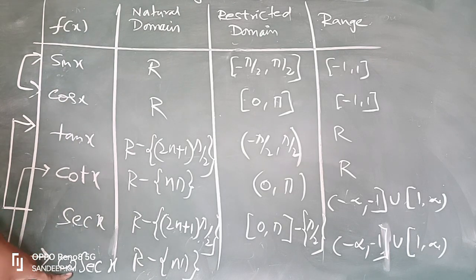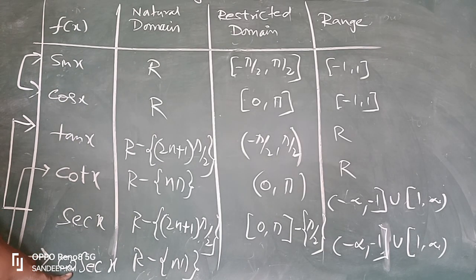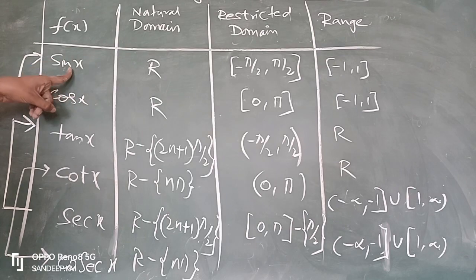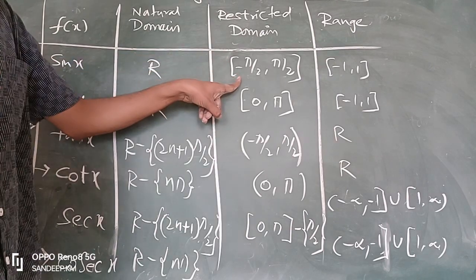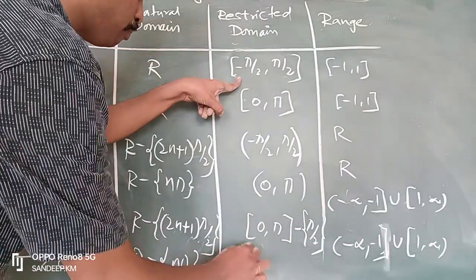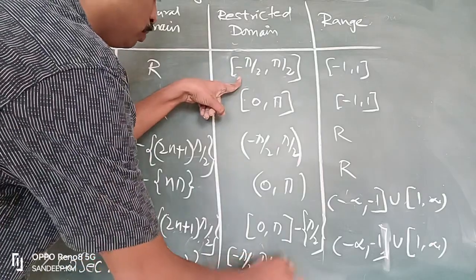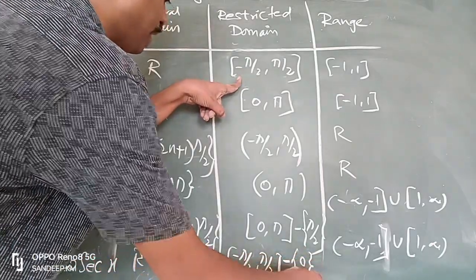Next, the restricted domain of cosecant x looks like its reciprocal: minus pi by 2 comma pi by 2 only, except the middlemost value, 0.